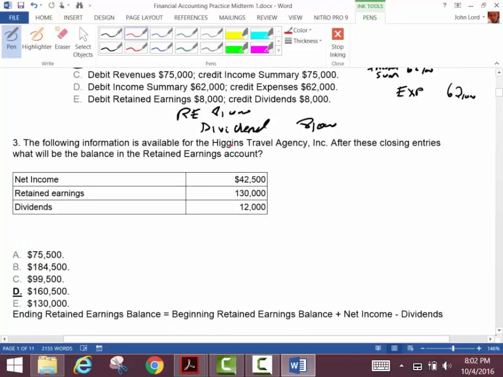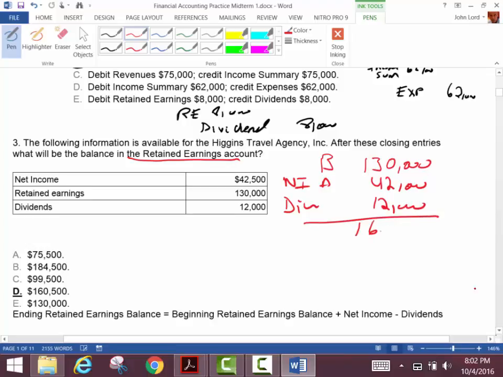How about this one? After the closing entries, what will be the balance in the retained earnings account? Well, if the beginning balance is 130,000. I have net income of 42. What do you want me to do with the net income? Going to add the net income for 42,000, and then they pay dividends. What do you want me to do with the dividends? Subtract the dividends for 12,000. Gives me 160,500 is the ending balance. Okay.